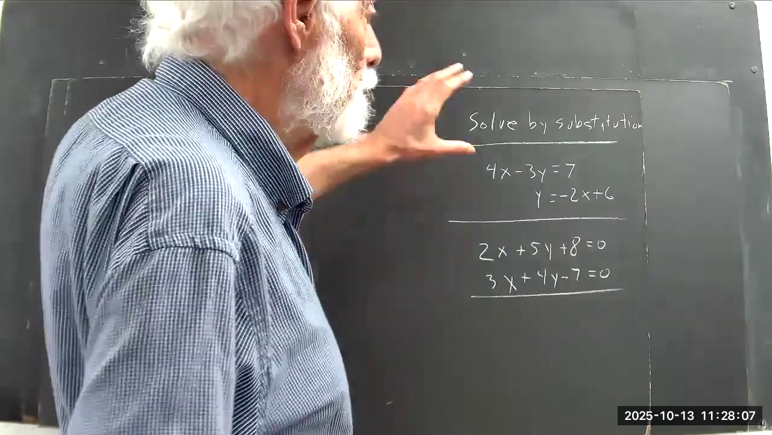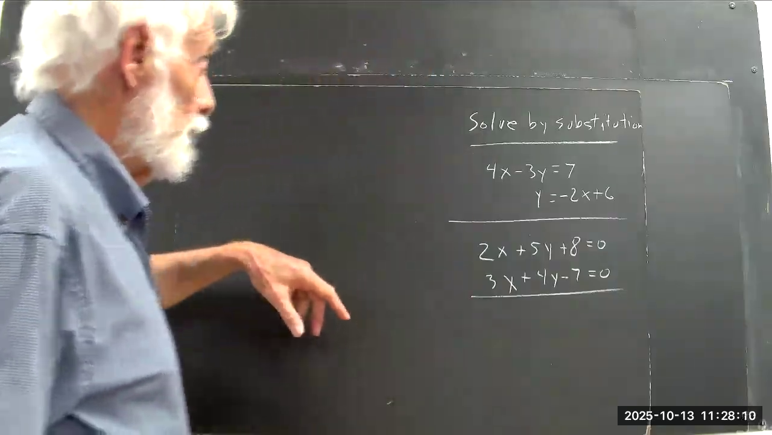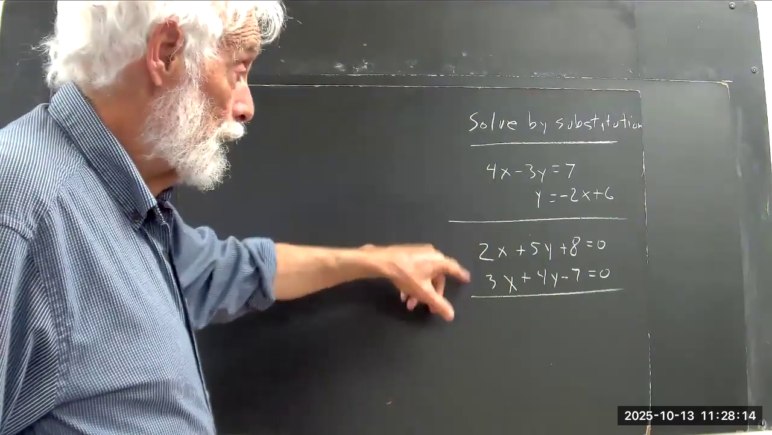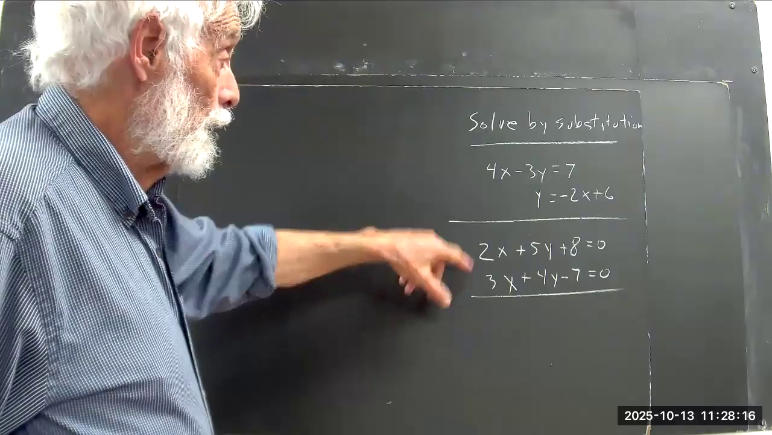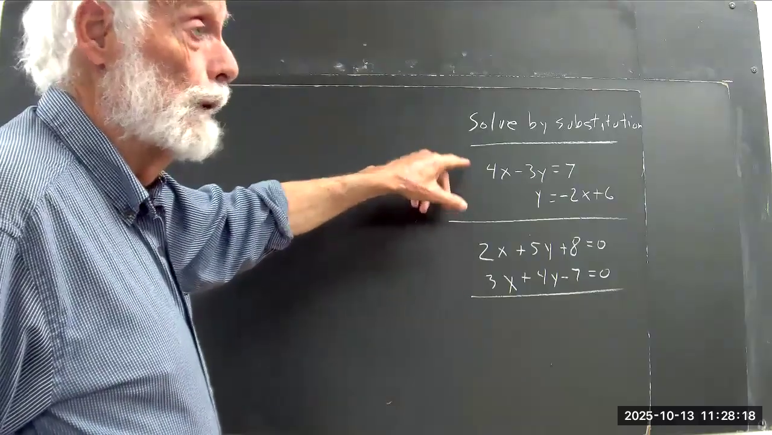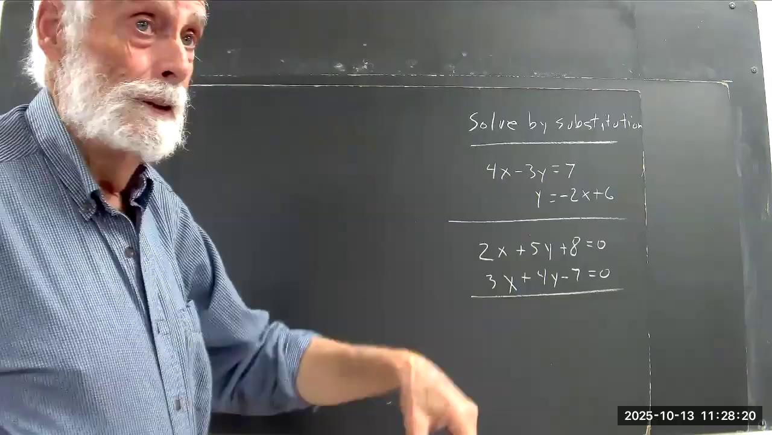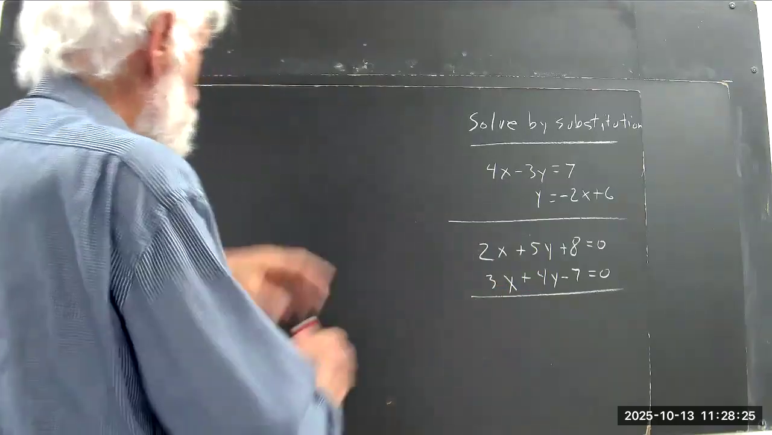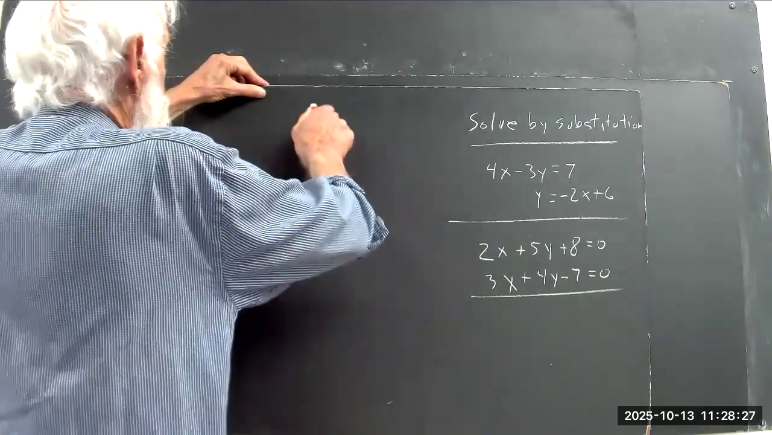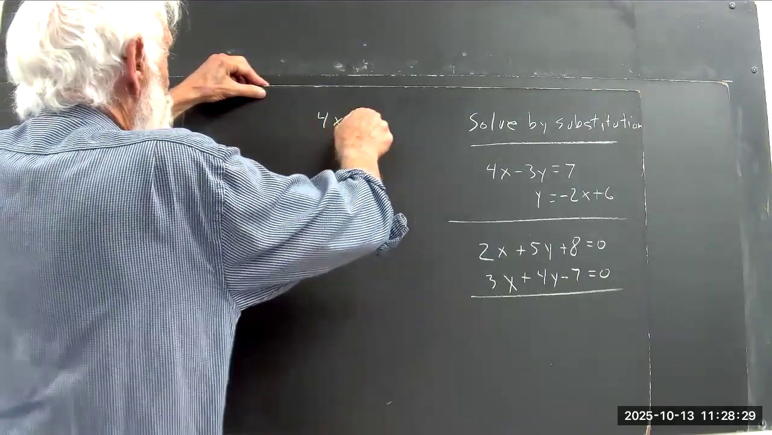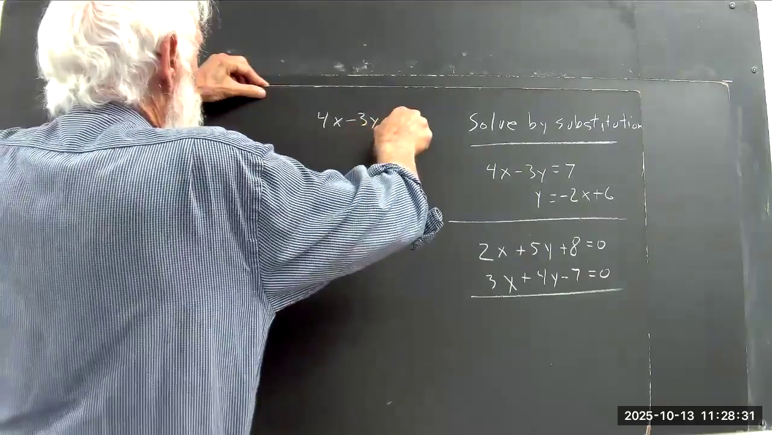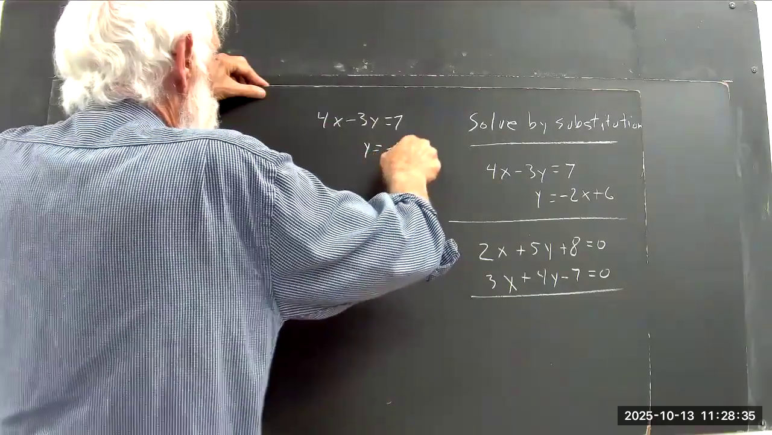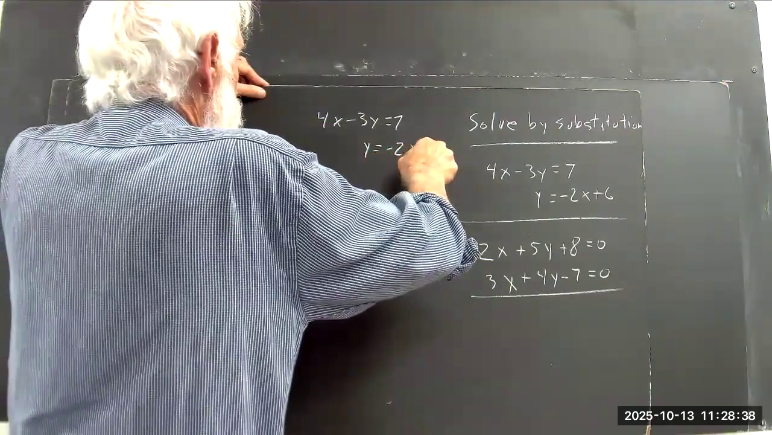Okay, now everybody did more or less okay. Everybody knew what to do with this problem. Not everybody got to this problem, and not everybody even completed this problem, but everybody knew what to do on the first step. And once you got the first step, you're probably in good shape. So let's do this problem. Here we got 4x minus 3y equals 7. And we've got y equals negative 2x plus 6.